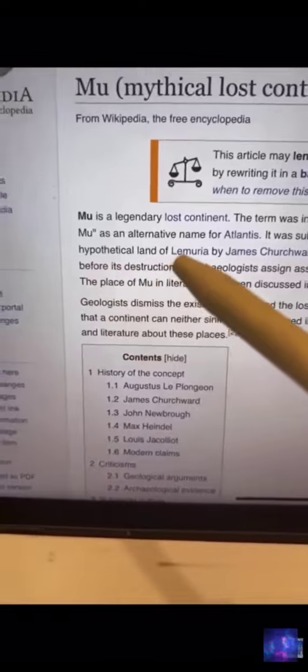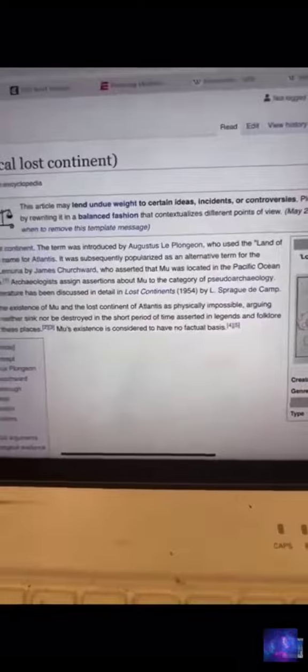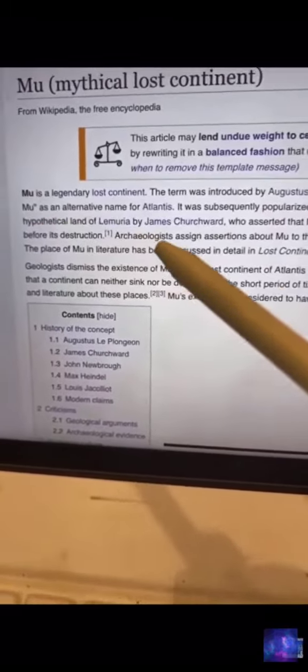Okay. So when you put in Mu, nothing's really going to come up. They're going to tell you this. Let's look at it. This is what they say when we put in Mu. It says Mu, mythical lost continent. Mu is a legendary lost continent. The term was introduced by Augustus, a white European settler, the people who conquered us. They always talk about how they introduced something. He used the land of Mu as an alternative name for Atlantis.